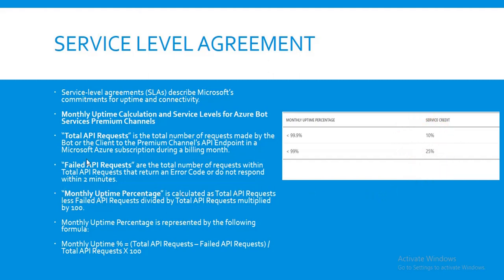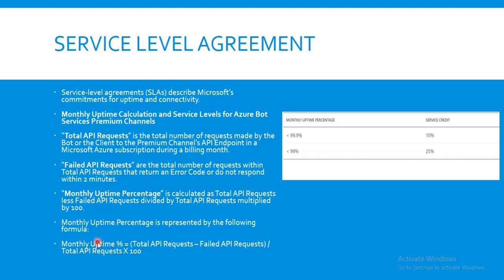Also, there are a couple of parameters here. For the premium services, as they charge more, there will be more premium availability, with respect to both uptime as well as features. The total API request is the total number of requests made by the bot or client premium channels API endpoint in a Microsoft Azure subscription during a billing month. Similarly, they define a failed API request as a request within the total API requests that returns an error and does not respond within 2 minutes.